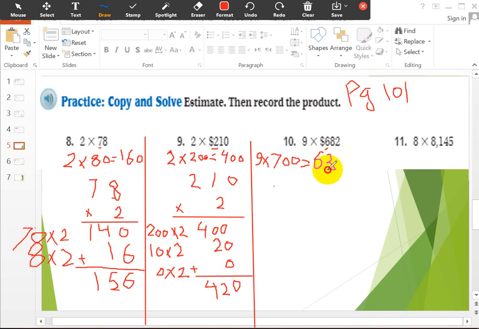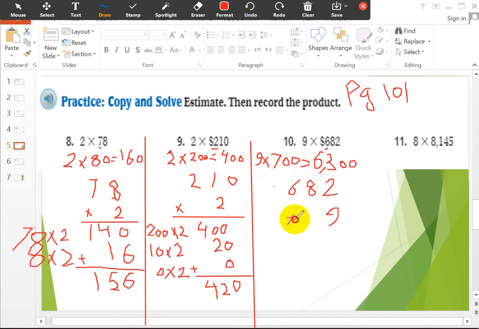Very important for you. So it will be 63. 63, and put 2 zeros next to the answer, so it will be 6,300. Okay, so this is the estimation, and I want to multiply now, so I will write the number 682, and let's multiply it with 9.